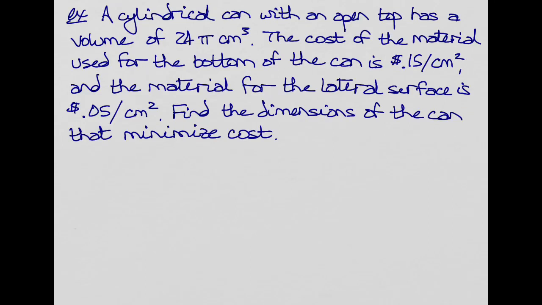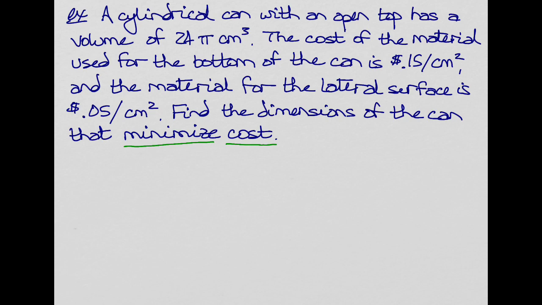So I have a can, a cylinder with an open top. I know the volume of the can, so whatever I'm doing, it's not trying to maximize or minimize the volume of the can. Let's see. Here's the magic word, minimize. We're trying to minimize the cost of the can. And we have the cost for the sides and the cost for the bottom. There is no top. It's an open can.